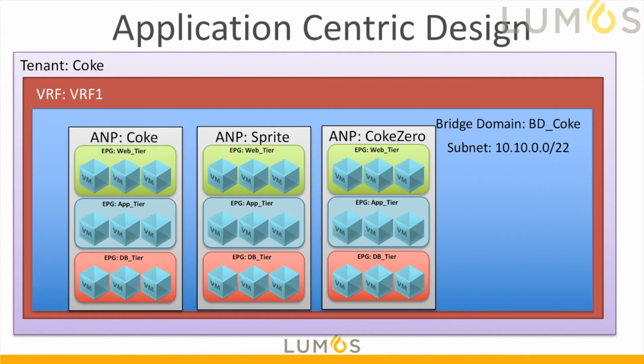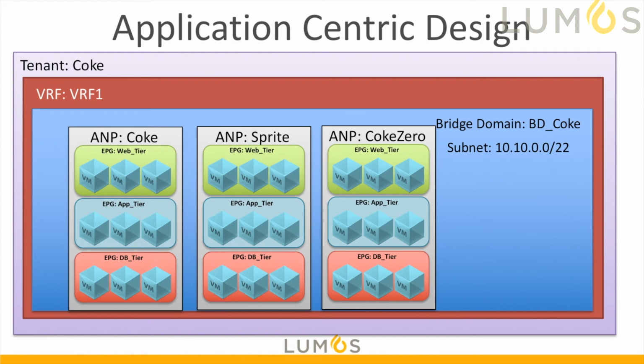The other thing is I can now click on my application network profile Coke, and I can see a representation, through either health scores or faults that are related to that application, of the entire application itself, all of the different tiers and all the different communication layers that I've designated as part of application network profile Coke. I now have a single point of view.